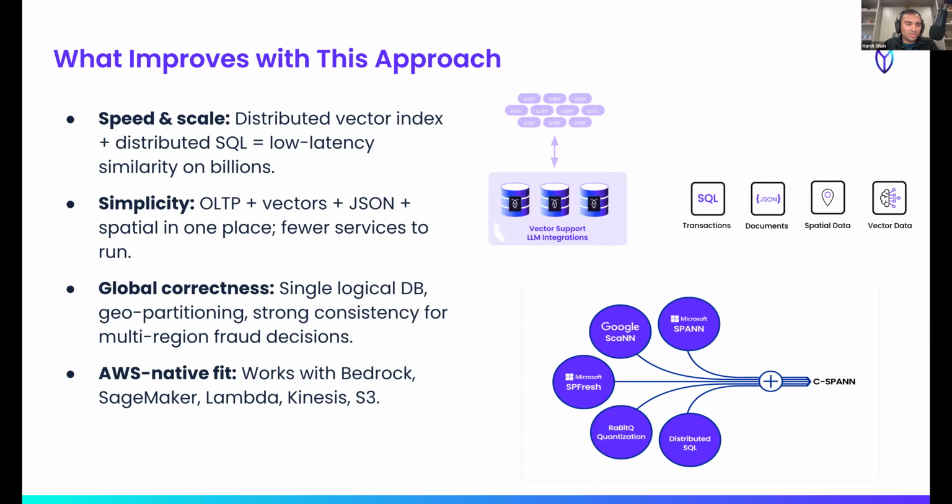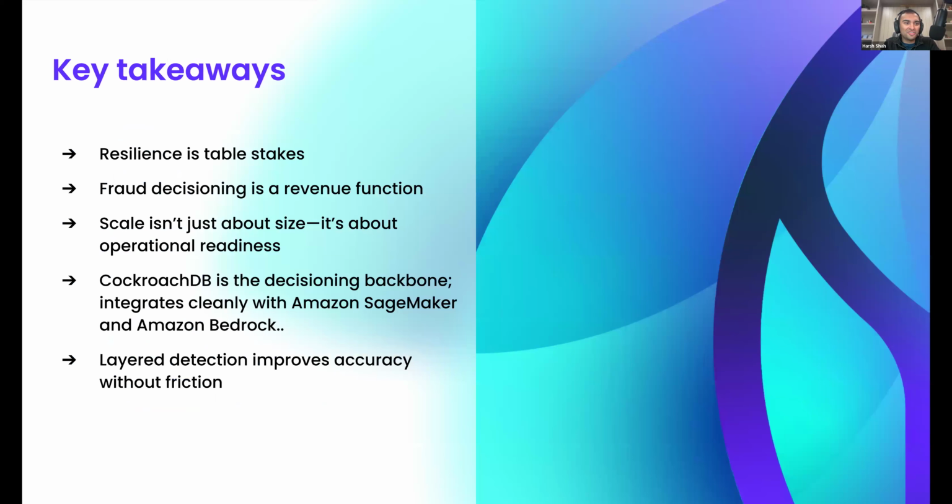So some of the key takeaways for us today. I talked about this: resilience is table stakes. You're going to have outages on the cloud. At that point you can't just blame the cloud provider and say, okay, the cloud's down, what can I do? You have to really architect around those outages. From the fraud perspective, it's not just a cost center, it's a revenue function. It decides what your customer's experience is going to be when they're using your application. And scale isn't just about size, it's about operational readiness as well.